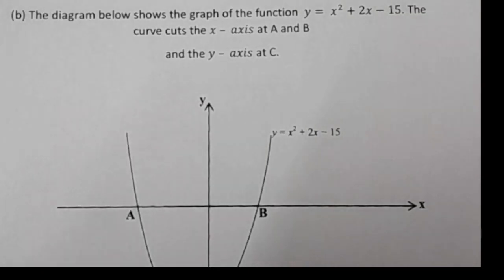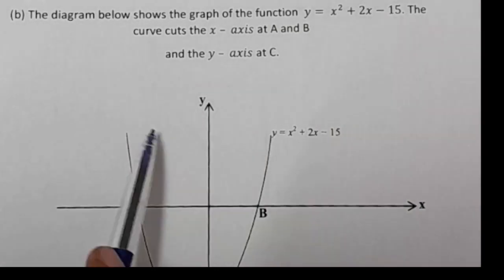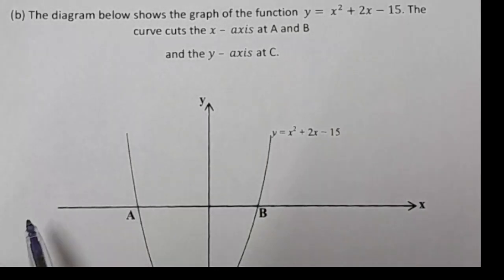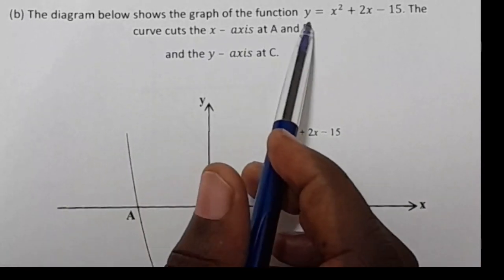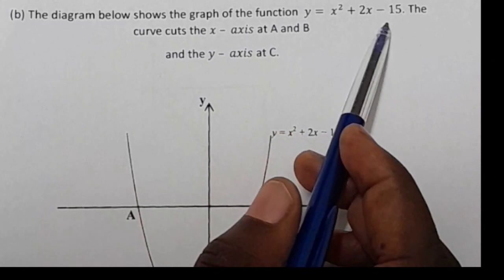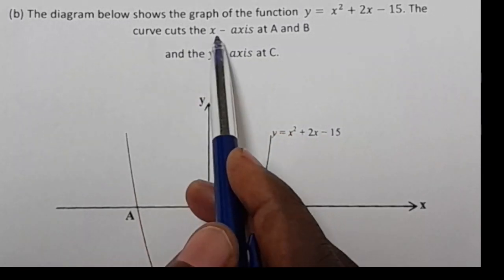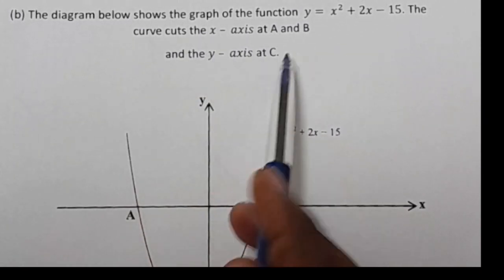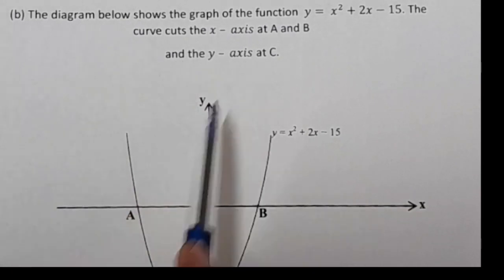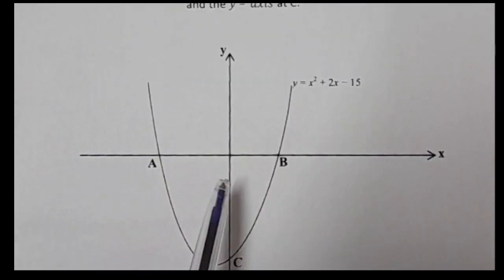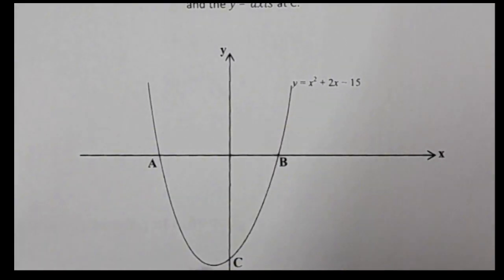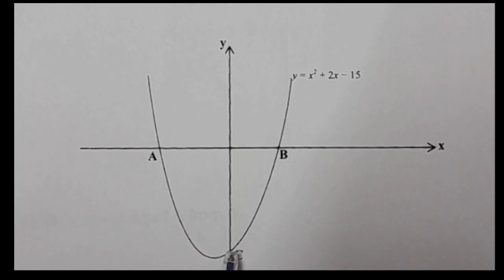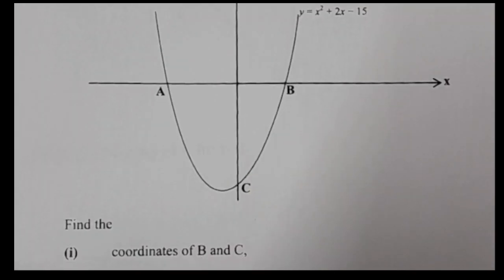In this video, we are going to look at how to solve this exam question. So the question says, the diagram below shows the graph of the function y is equal to x squared plus 2x minus 15. The curve cuts the x-axis at A and B and the y-axis at C. So this curve cuts the x-axis at A and B, and the y-intercept is at C. Then the question says, find the coordinates of B and C.